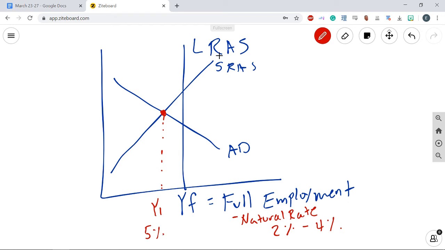So the further you go left, the higher unemployment you will get, and the further right you go, it's the opposite. Let's draw a different one. Notice how this intersection is to the right of the LRAS, which means they're probably operating at about 1% unemployment.